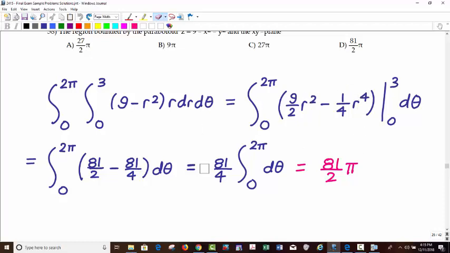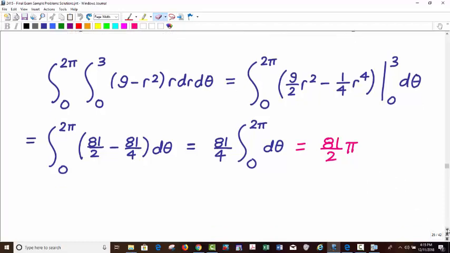So put in 3, put in 0, and I got 81 over 2 minus 81 over 4, which happens to be 81 over 4 because this will translate to 162 over the 4. 81 over 4, 0 to 2 pi, d theta. Antiderivative is theta. 81 over 4 times 2 pi is 81 over 2 times pi. And there we go. Okay, that wasn't too bad for a double integral volume.